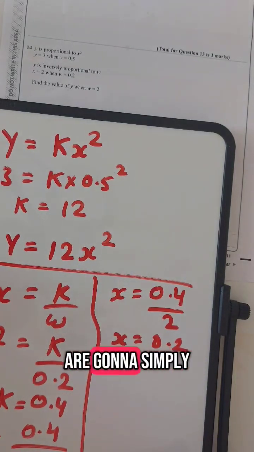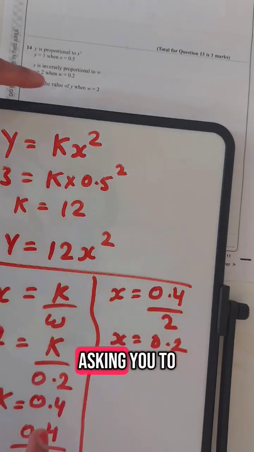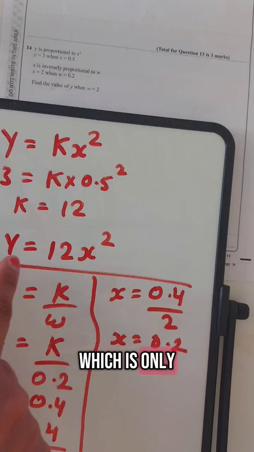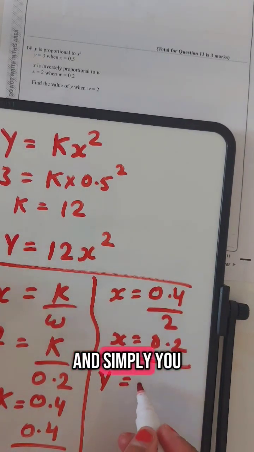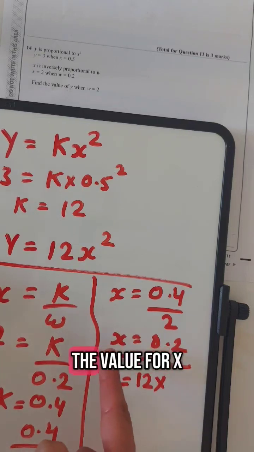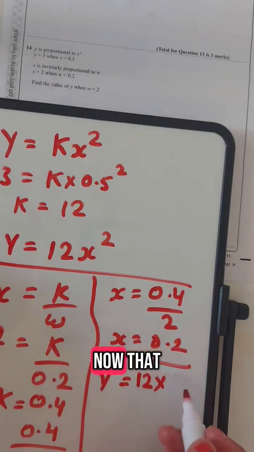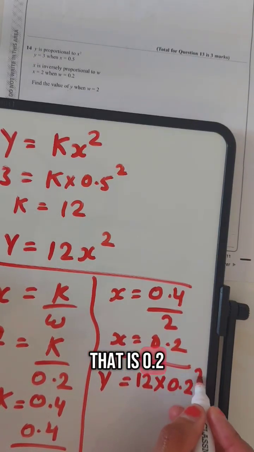And now you are going to simply pick up this equation as they are asking you to work out the value for y, which is only in this equation. We're going to pick up this equation, and simply you do 12 times the value for x, which we calculated now, that is 0.2 to the power of 2.